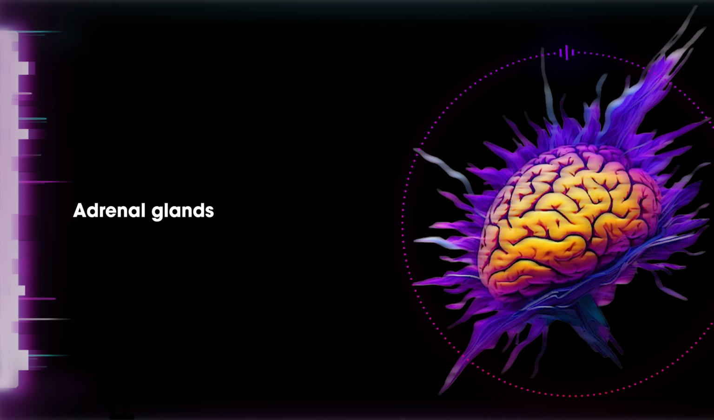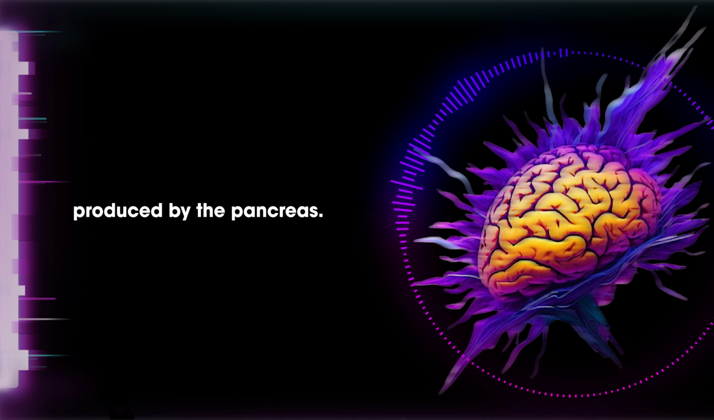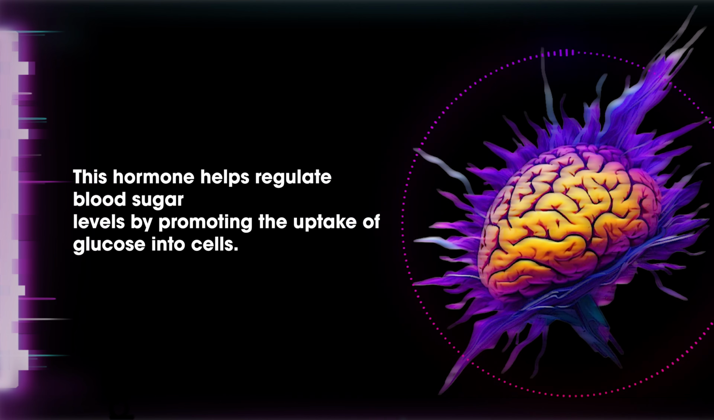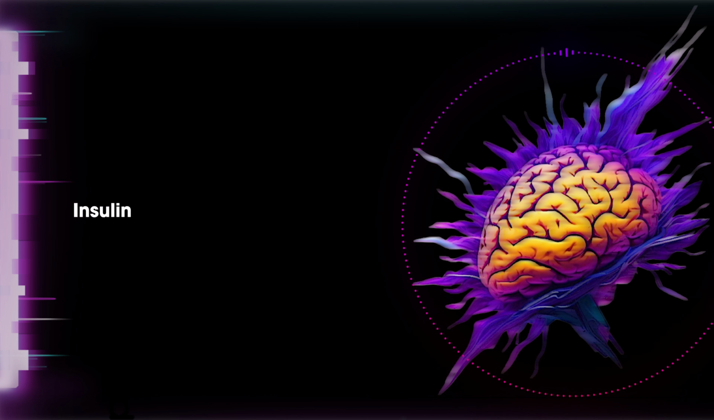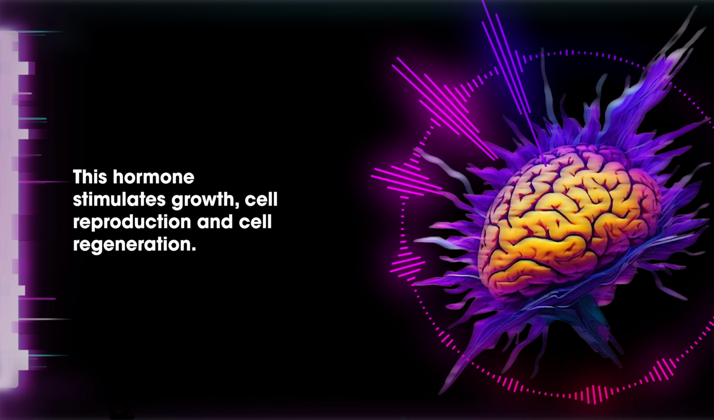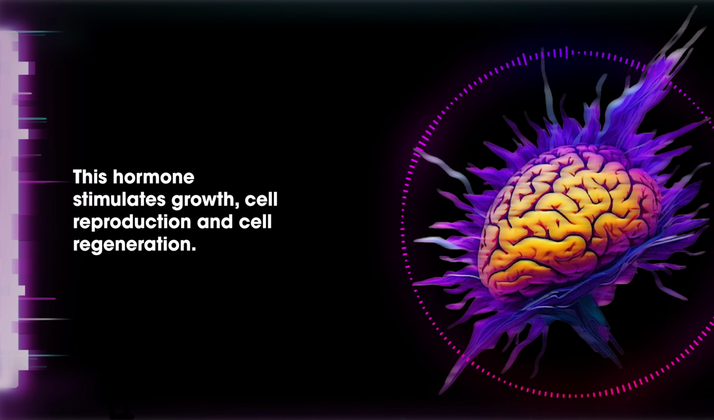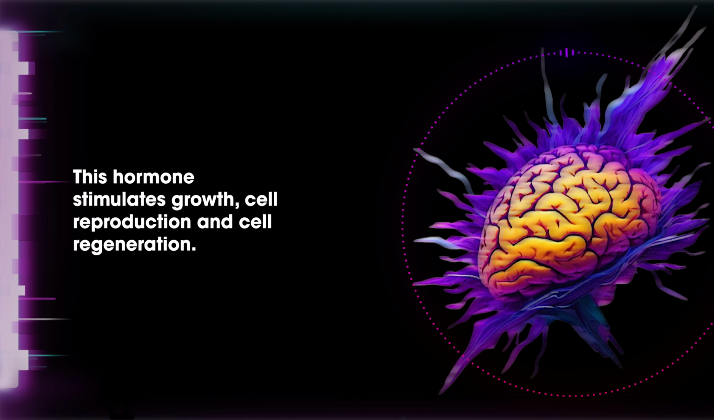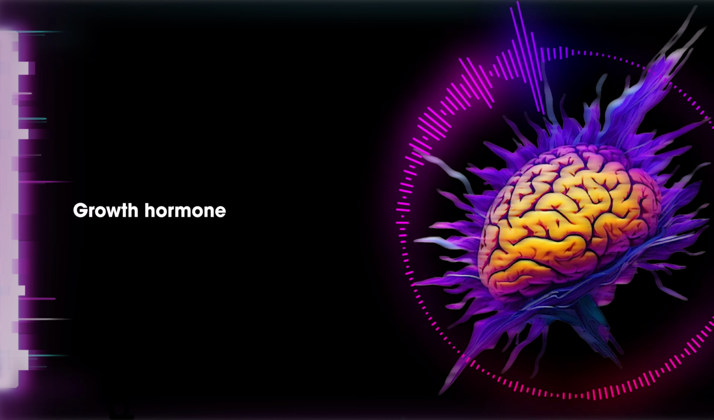Adrenal glands. Produced by the pancreas, this hormone helps regulate blood sugar levels by promoting the uptake of glucose into cells. Insulin. Released by the pituitary gland, this hormone stimulates growth, cell reproduction, and cell regeneration. Growth hormone.